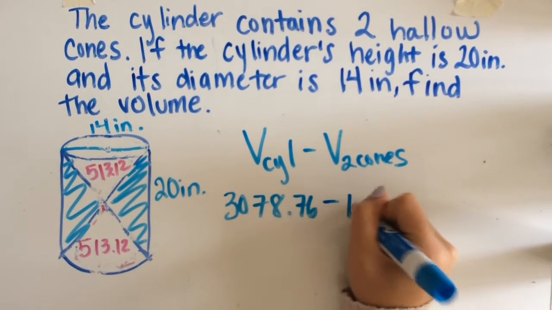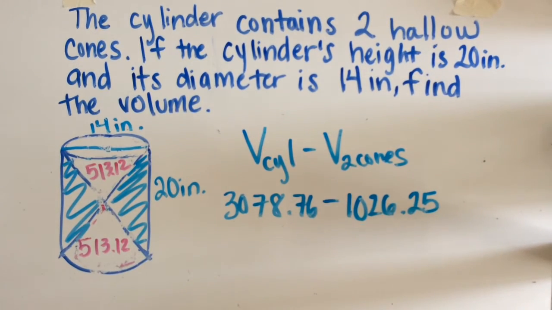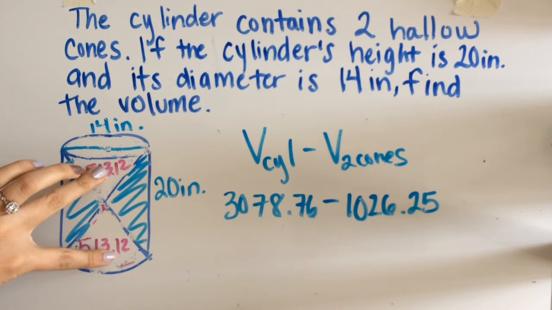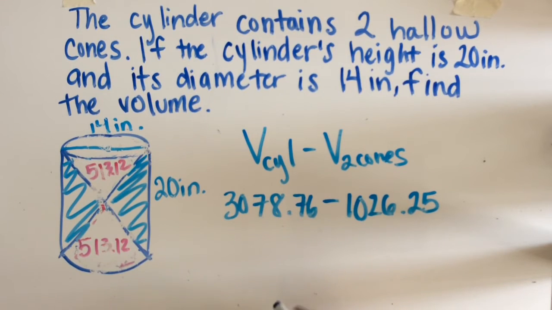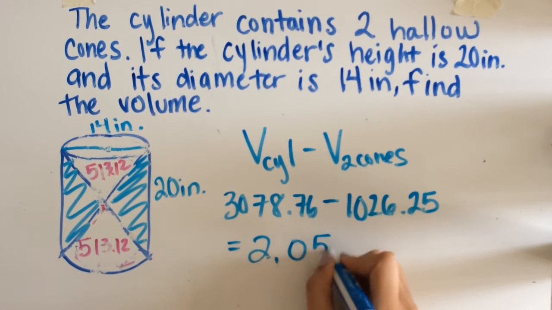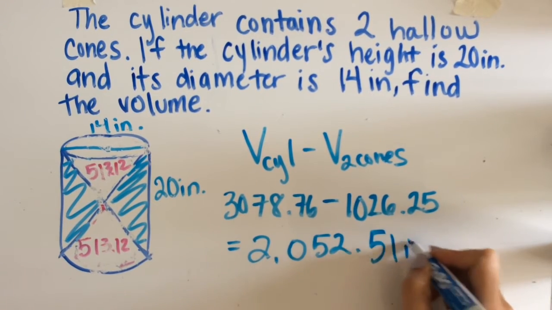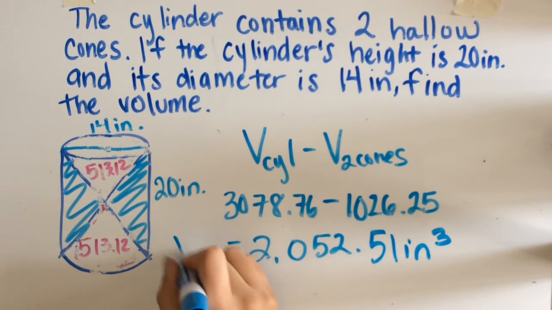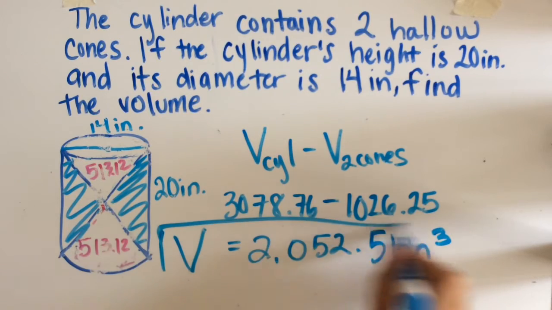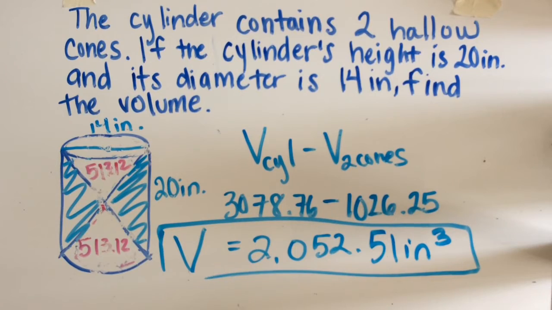I'm just rewriting them. So that is 3,078.76 minus 1,026.25. These were all in inches cubed. So I'm basically subtracting the volume of this whole cylinder minus these two cones put together. And I wind up with 2,052.51 inches cubed. So that is the volume this actual cylinder takes up with these two hollow cones inside of it.